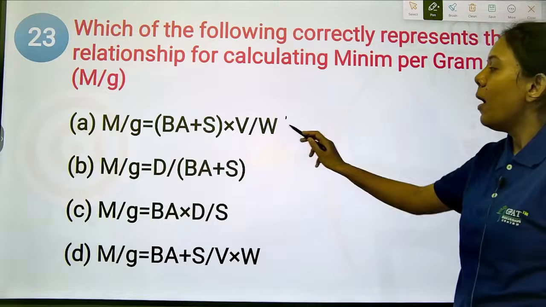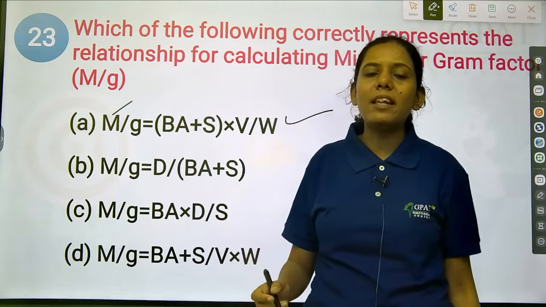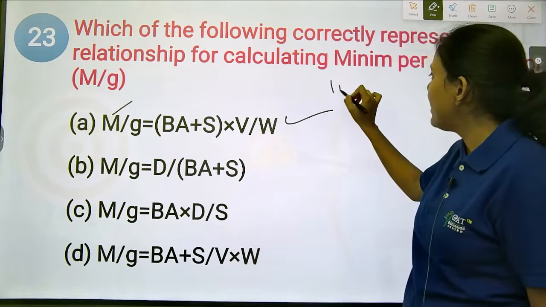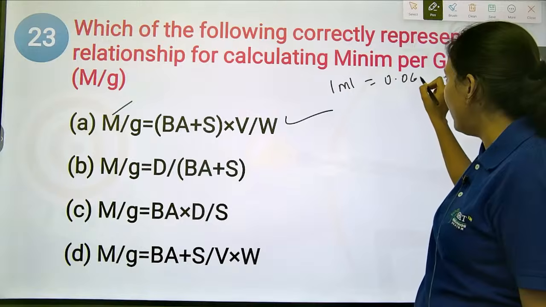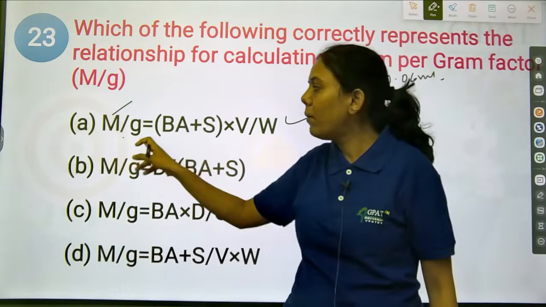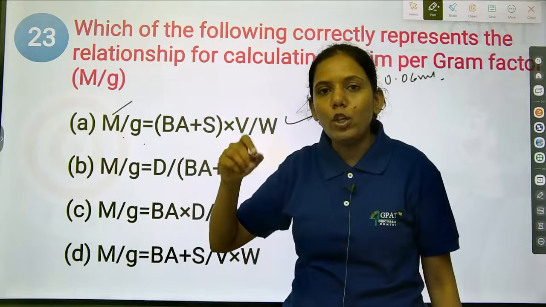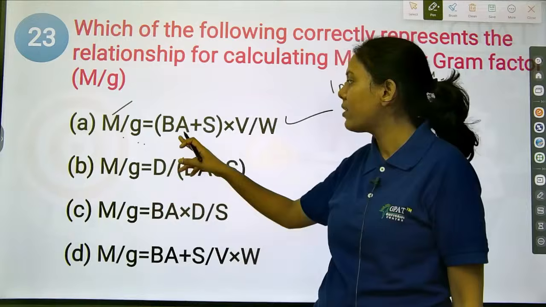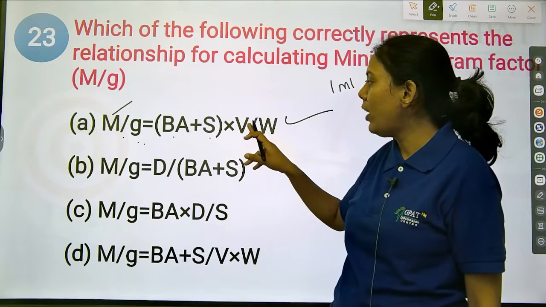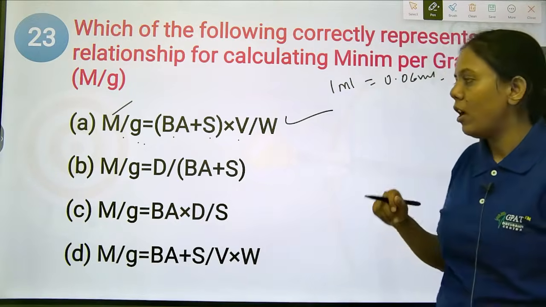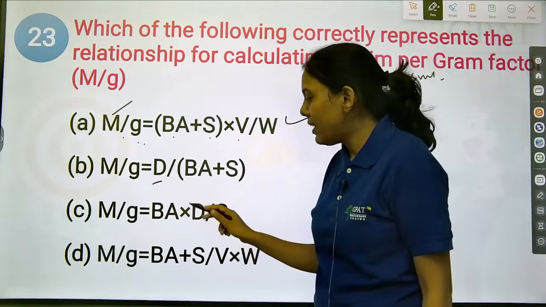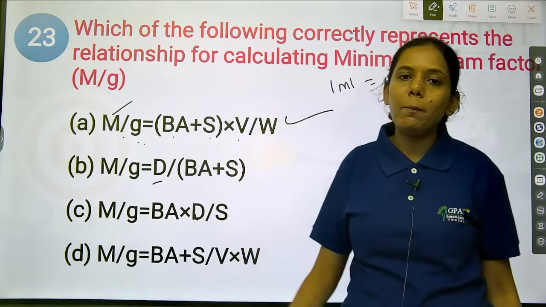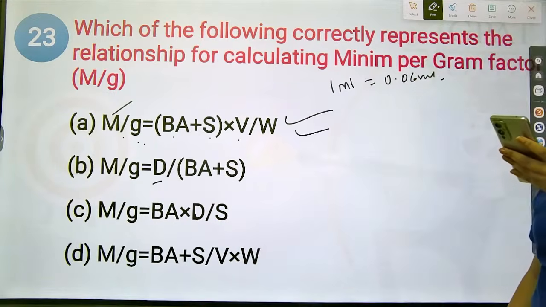Very good, Deepika. So this is minim. Minim is nothing but the unit for volume, like 1 minim is equal to 0.06 ml. So this is minim per gram. Minim is the unit for volume of liquid, and gram is the unit for solids. This is base adsorption, this is weight of the solid, this is volume, and this is weight of the mixture. So that is very easy. Here D represents density, but we do not take density into consideration when calculating the minim per gram factor. So option A is the right answer.